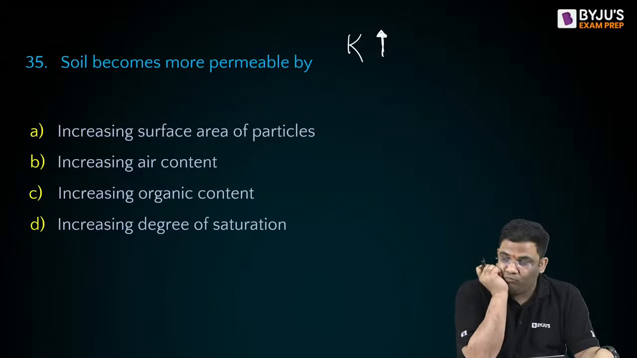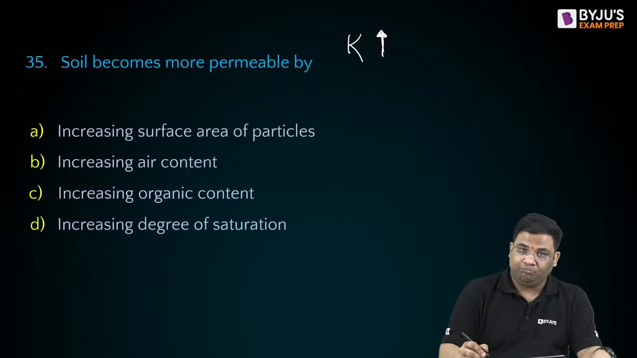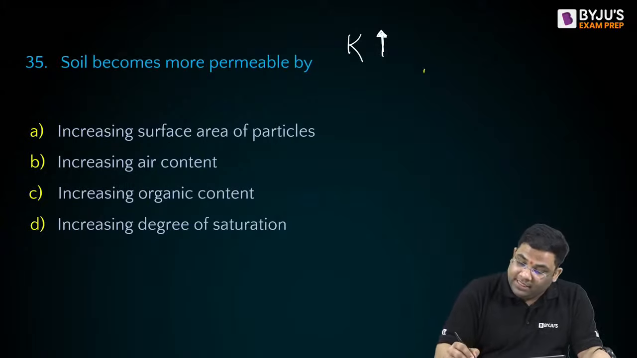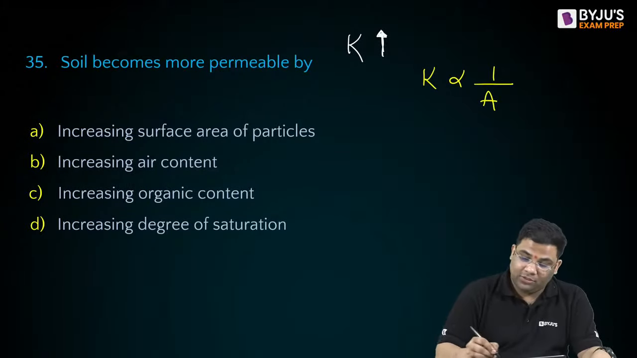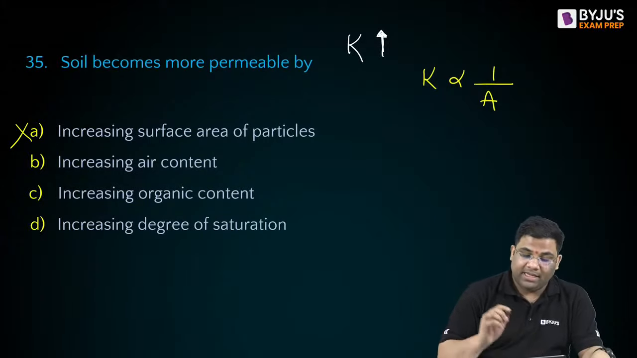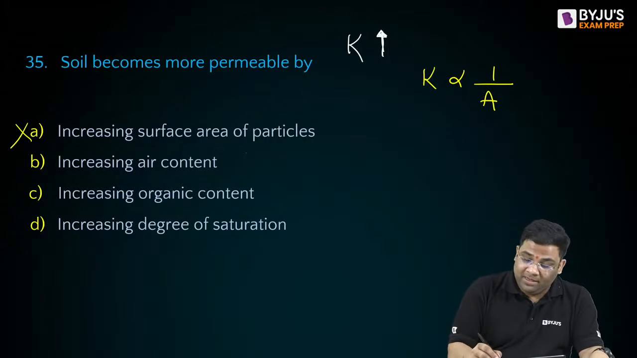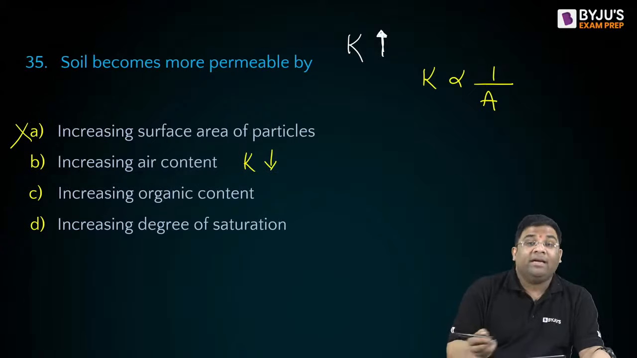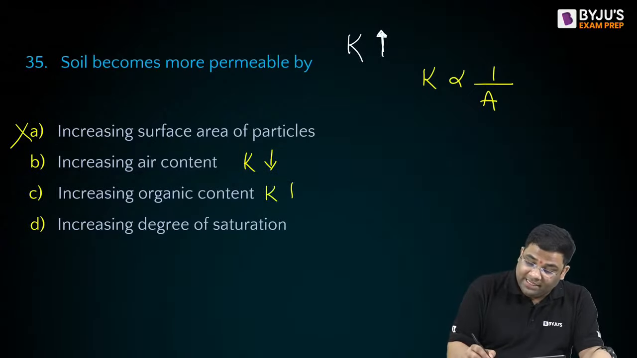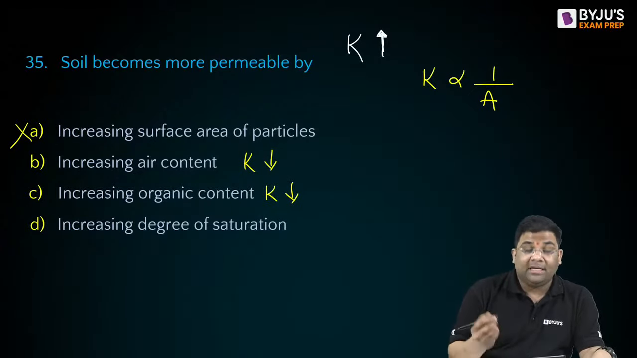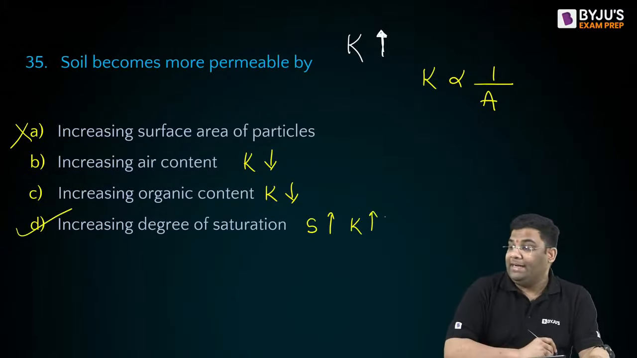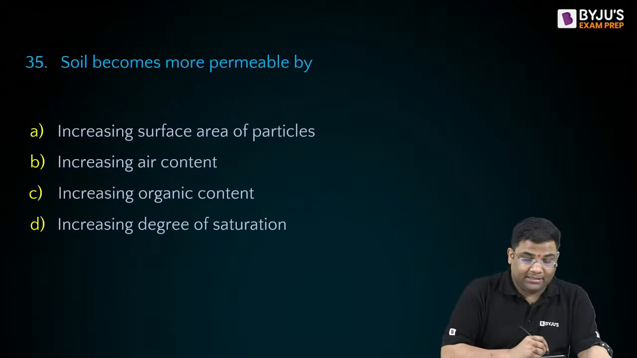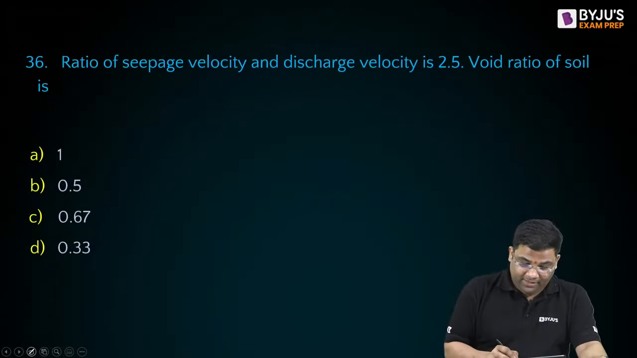A, D, C. K is inversely proportional to surface area. So this is wrong. If we increase the air content, permeability decreases. If we increase organic content, permeability decreases. But if we increase the degree of saturation, the permeability will increase. Okay, the right answer is D. Okay, next.